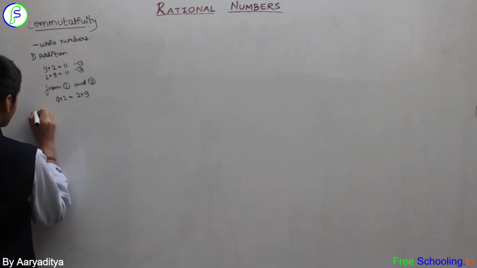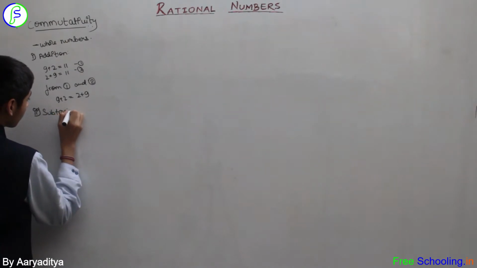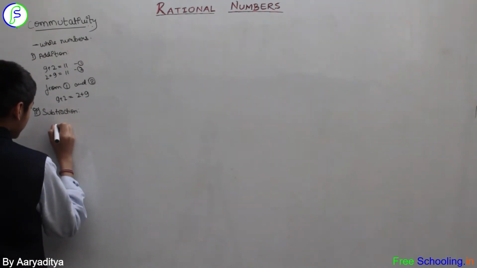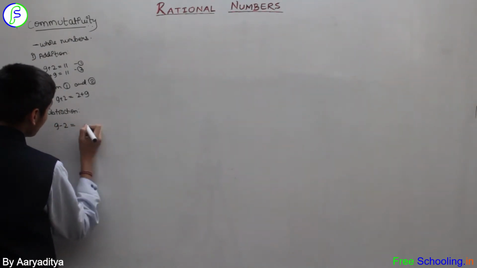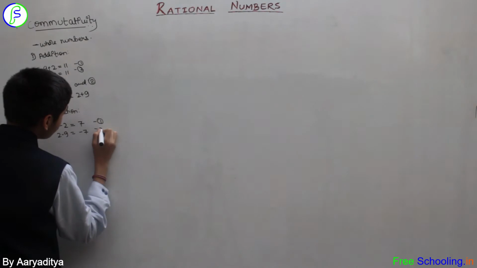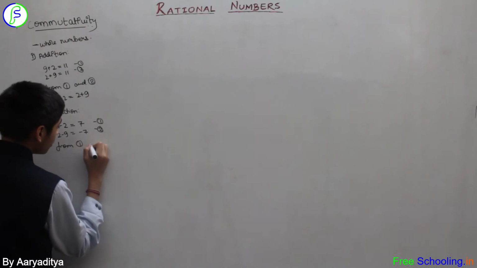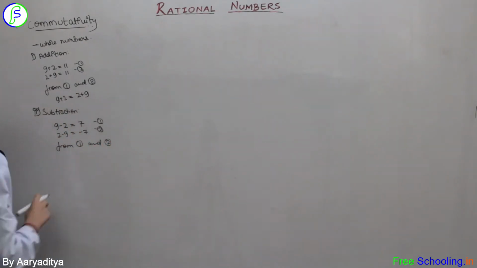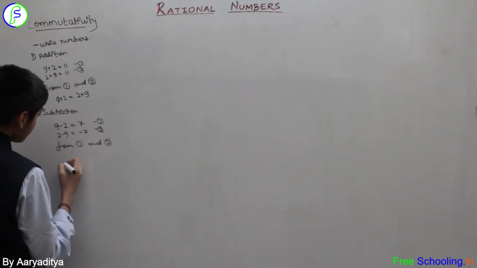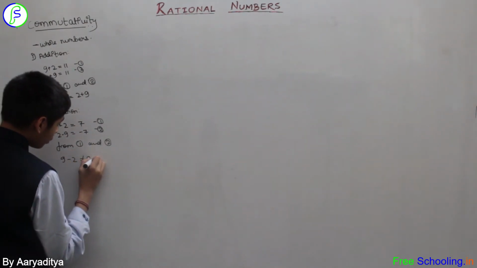Okay, and now we will do it for subtraction. Again, let us take the same numbers. 9 minus 2 is equal to what? It is 7. And if I take 2 minus 9, that is equal to minus 7. Again, let us name the equations. From 1 and 2, we can see that 9 minus 2 is equal to 7, but 2 minus 9 is not equal to 7, it is minus 7. So we can write that 9 minus 2 is not equal to 2 minus 9.